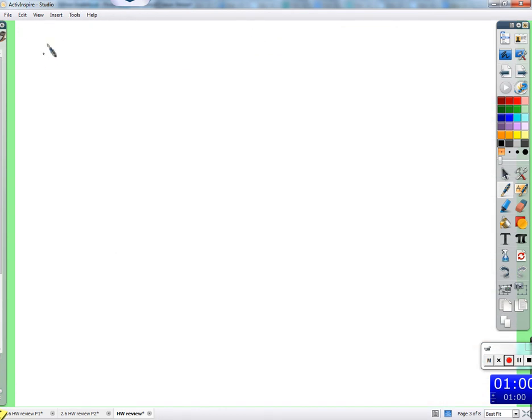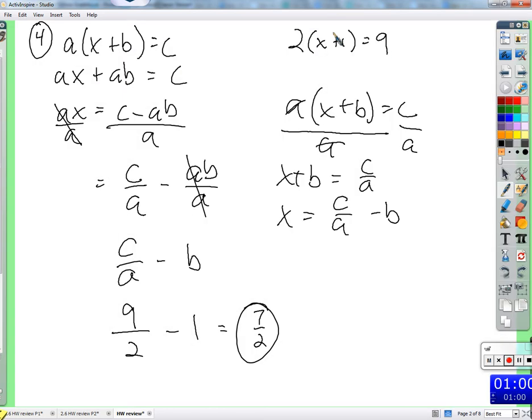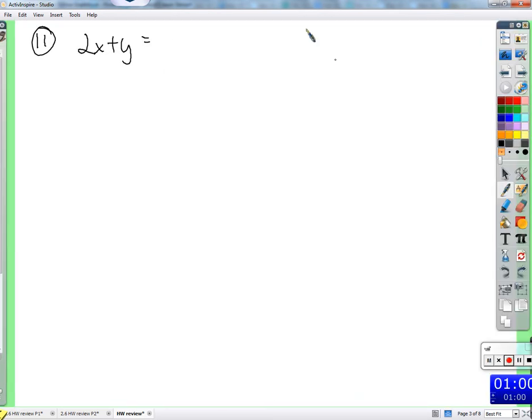So that was number 4, now we're on to number 11. 2x plus y, yes? And what about the semicolon thing or whatever? The one on the last problem. That was it. You see, next to the semicolon is 2. Oh, right, right. That's what that was. 2x plus y. We got 11 equals 7.